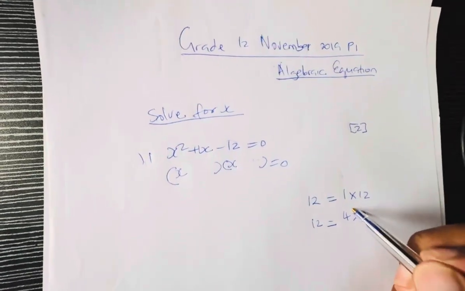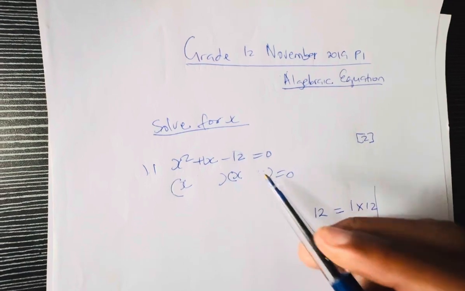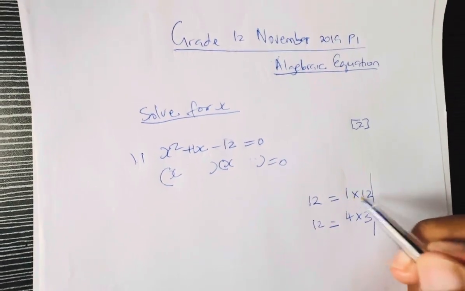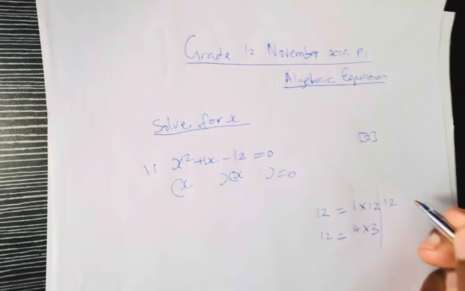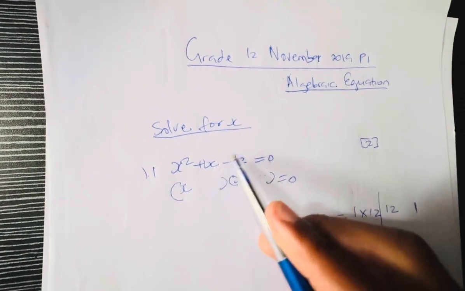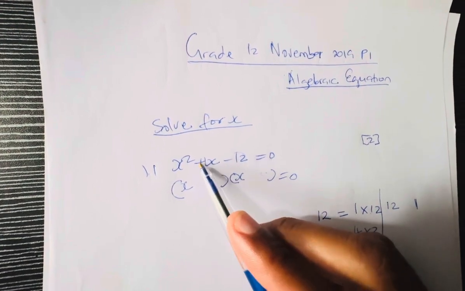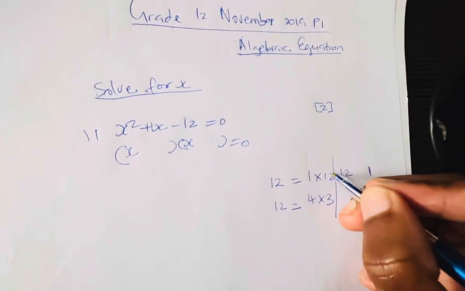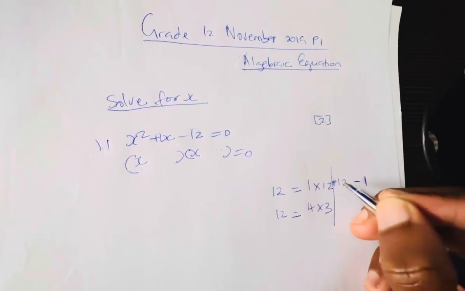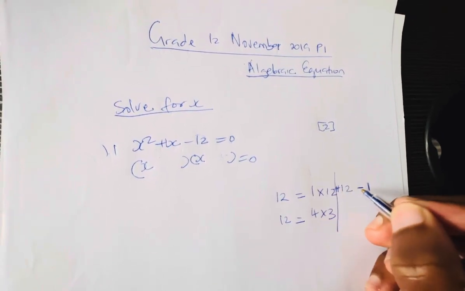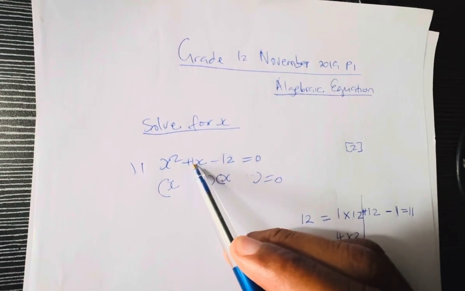So between the two, how do you see which one is correct? Let's say now we are using this one. The bigger factor here is 12, right? And the small factor is 1. And if we have minus here, it means the bigger factor must have the sign of the middle term. Meaning if you make this one positive, then this one will be negative. So positive 12 minus 1, you get what? 11. You don't get 1, right?